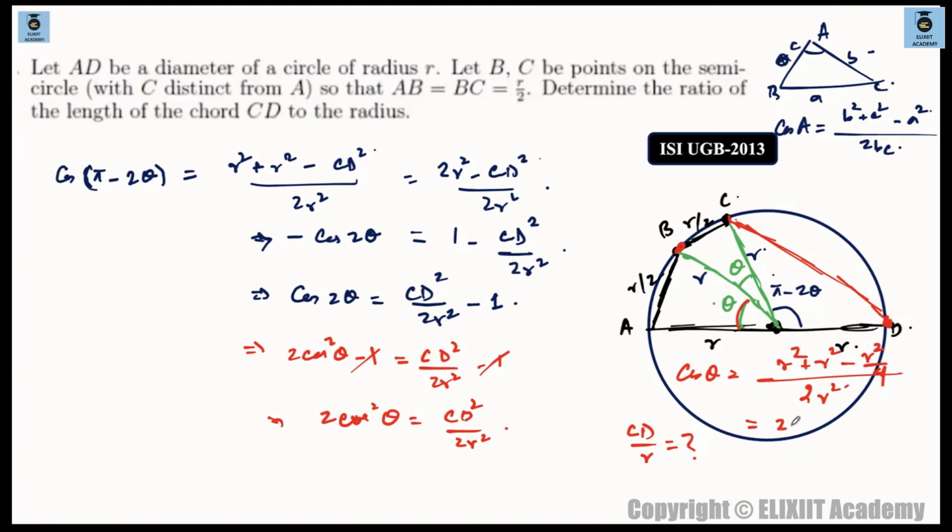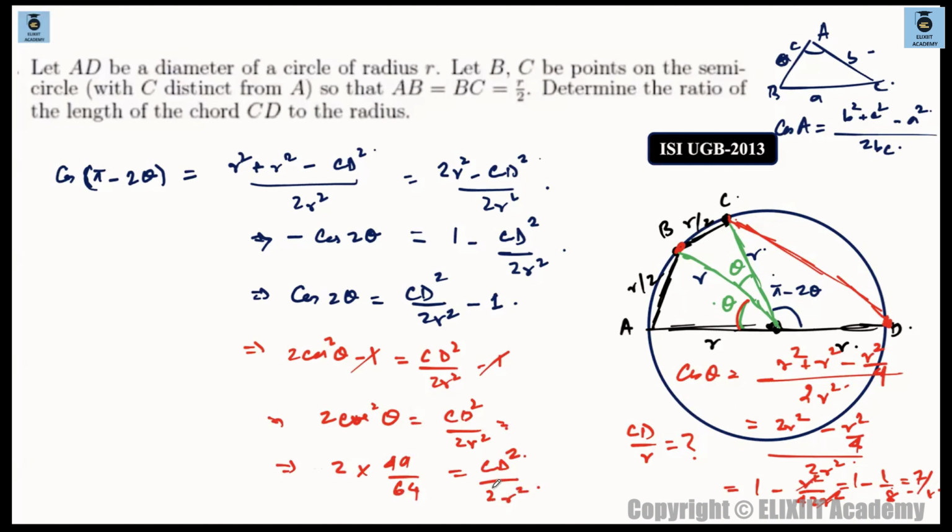तो ये हो जाएगा 2r square minus of r square by 4 upon 2r square. Divide मारो 1 minus r square divided by 4, r square divided by 4 into 2r square. r square cancels out. तो 1 minus 1 by 8. अच्छा, 7 by 8. Cos theta is 7 by 8. So 2 into 49 by 64. है कि नहीं? is equal to cd square divided by 2r square.